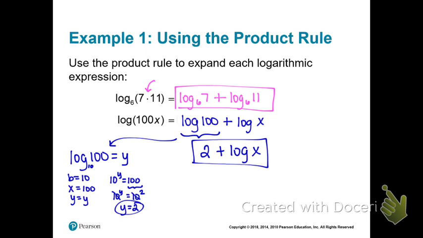Now, on the log base 6 of 7 and the log base 6 of 11 from the previous one, those wouldn't work out, so I didn't try them. But you should always check. If you have log of a number, check and see, can you simplify it?